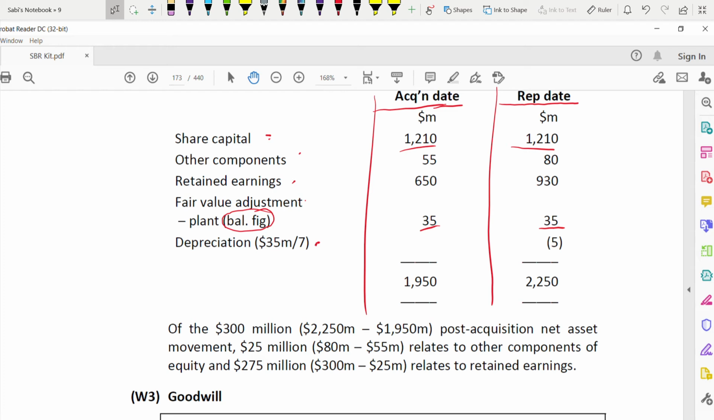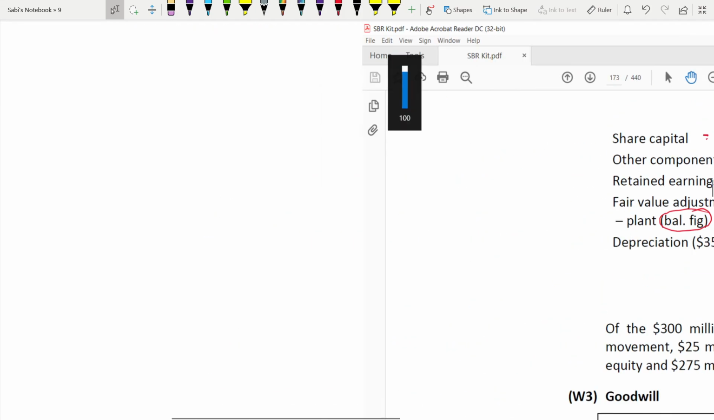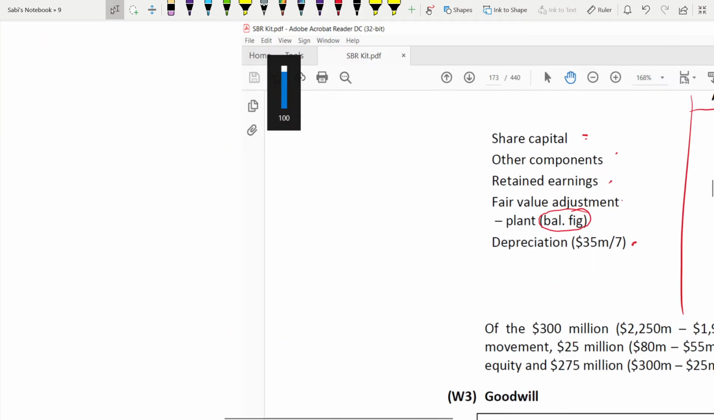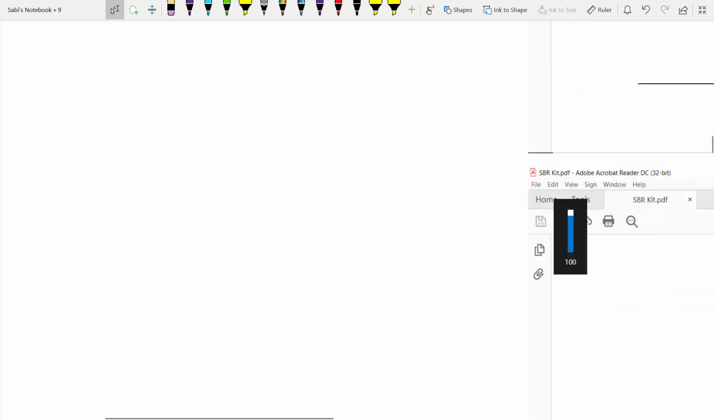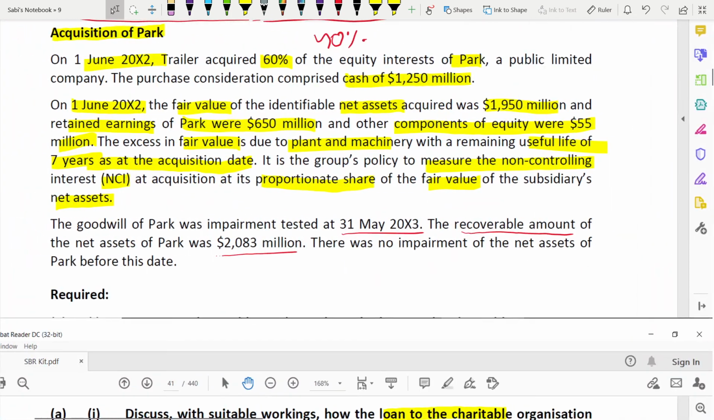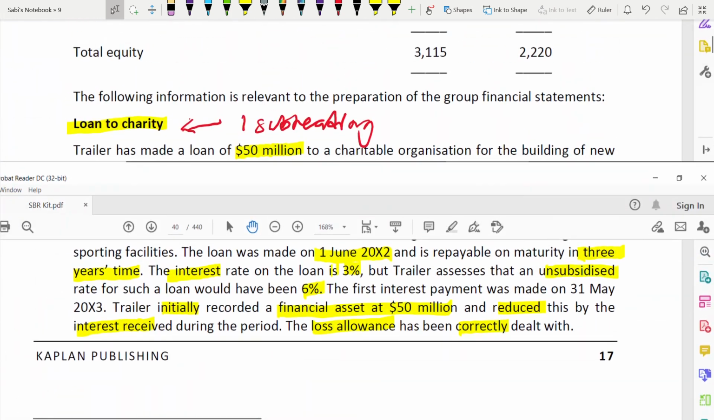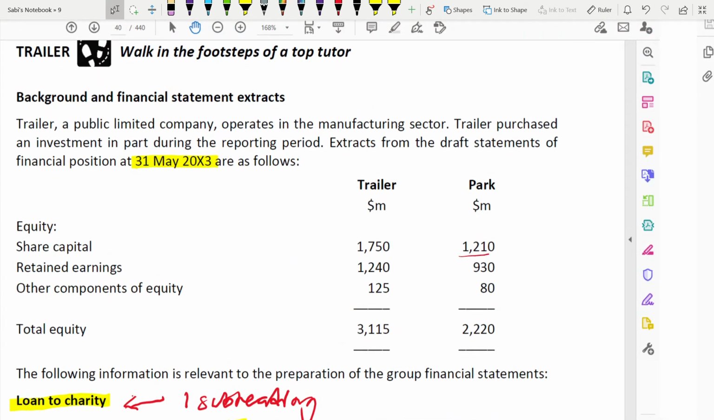You will calculate depreciation after a year. So on the reporting date there will be depreciation, and it will be deducted. Okay. Now let us go to the other components of equity, 55 and 80. If you see, for share capital, it is this only. 1210. But if you go to the retained earnings, it's 930.